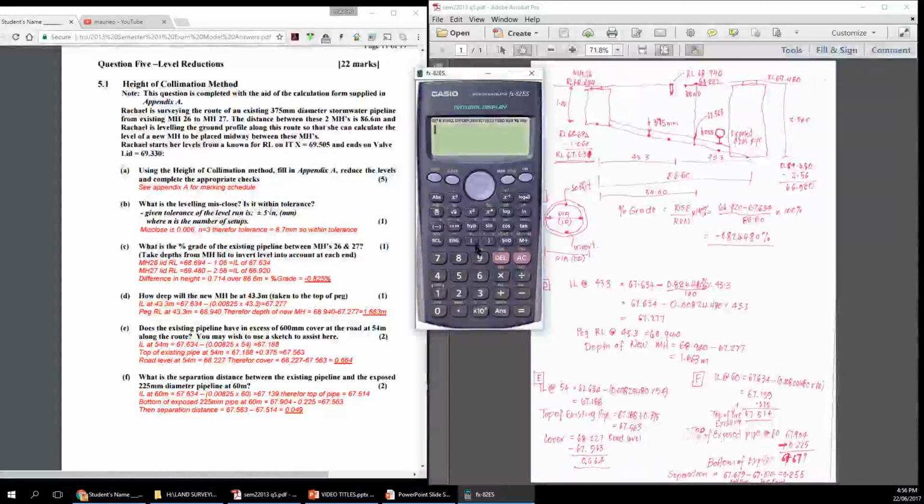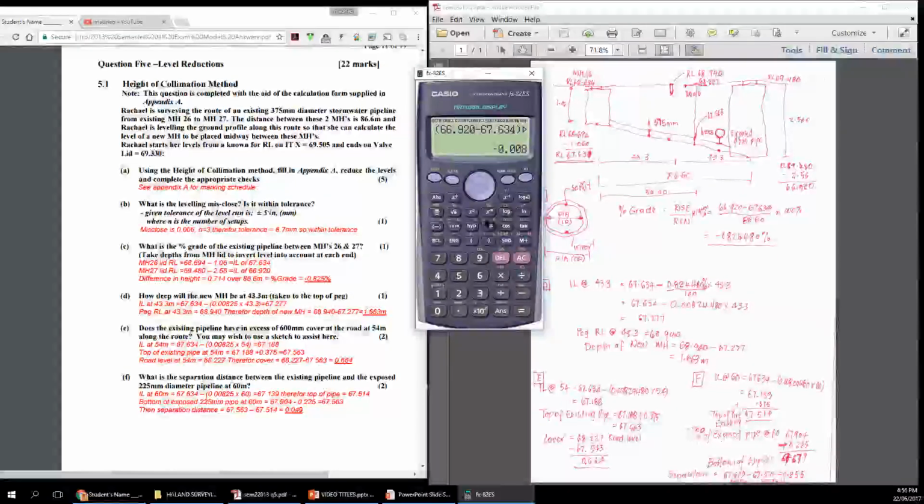So we multiply that all out, and so let's go. I'd like to put it in brackets: 66.920 minus 67.634, close the brackets, divide by 86.6. I'm going to go equals here, and you'll see that you get negative 0.008.